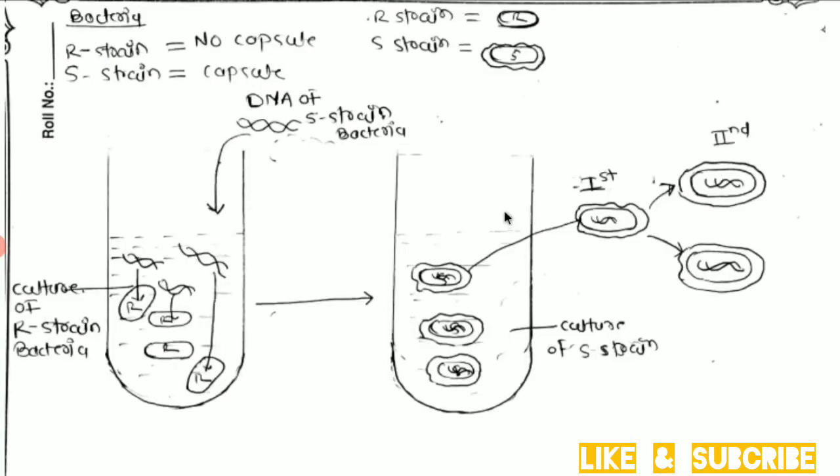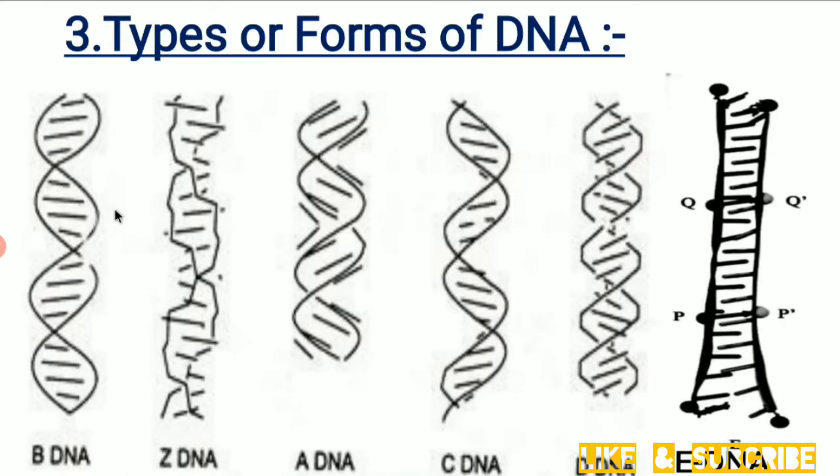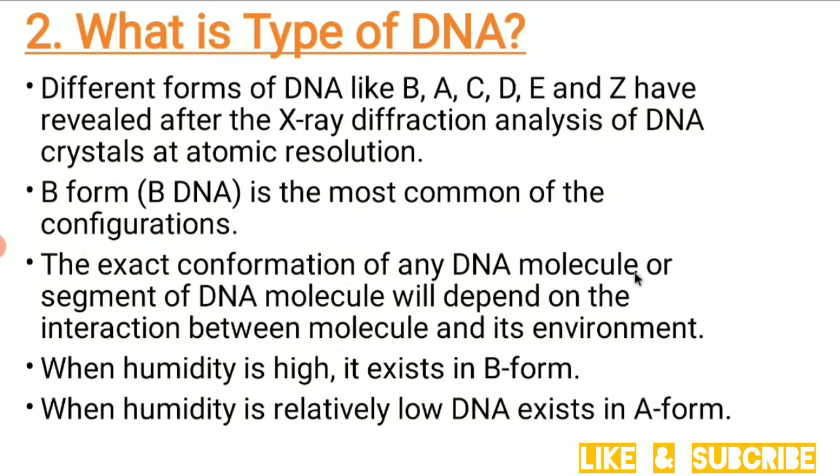Then we discuss the types of DNA. What is the type of DNA? As we learn in 11th or 12th that the structure of DNA is like this B DNA, but there are also different types of DNA. Now this question is quite confusing, but yes, there are types of DNA.